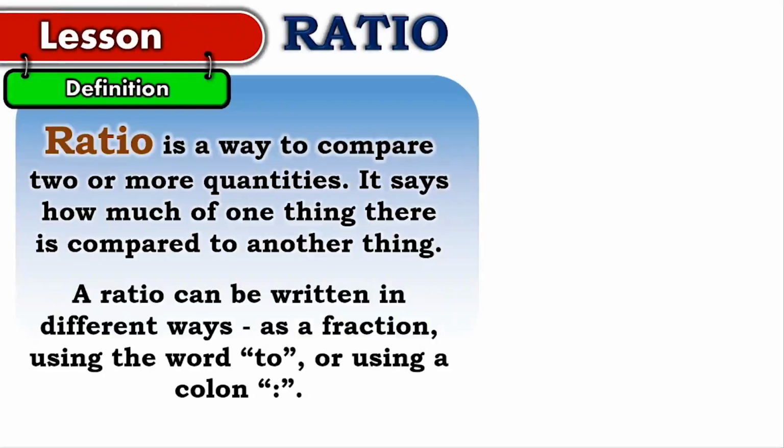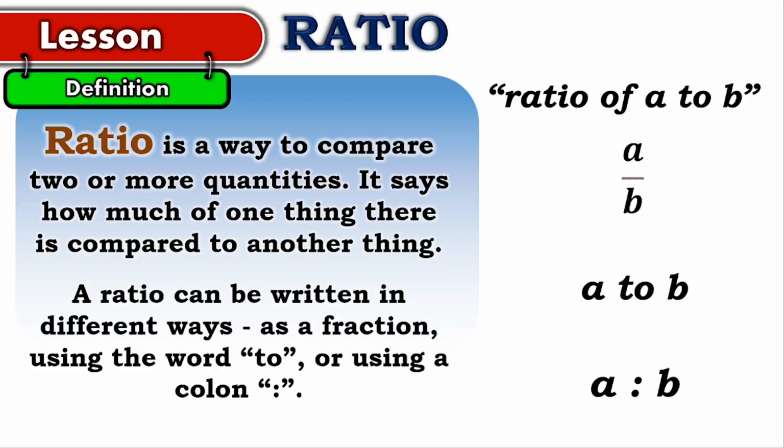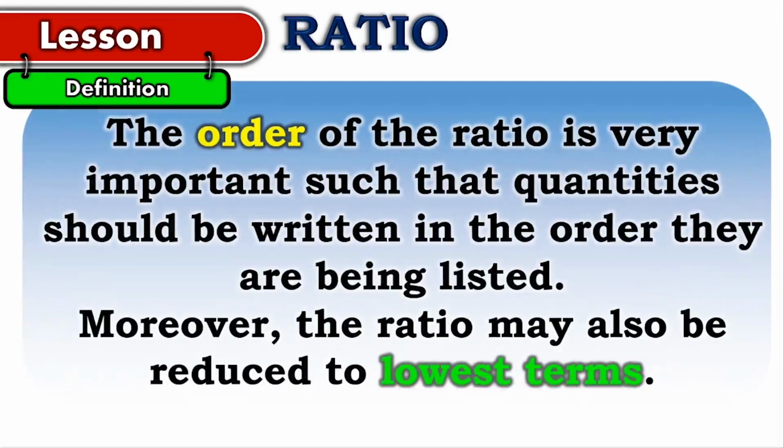A ratio is a way to compare two or more quantities. It says how much of one thing there is compared to another thing. A ratio can be written in different ways, as a fraction, using the word "to", or using a colon. The order of the ratio is very important such that quantities should be written in the order they are being listed. Moreover, the ratio may also be reduced to lowest terms.